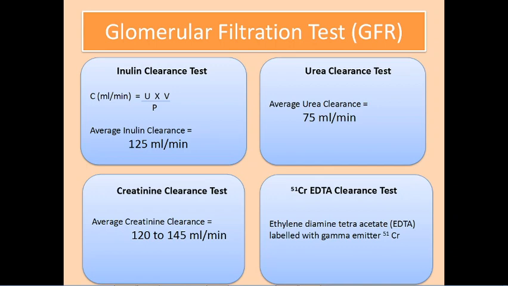But many advantages are there, because it gets completely filtered from the plasma through the glomerulus. It is neither reabsorbed nor secreted by the renal tubules, and it is not metabolized in the body, and it gets excreted in urine. Hence the inulin clearance rate will always be equal to the glomerular filtration rate. This is the advantage of using this inulin clearance test.